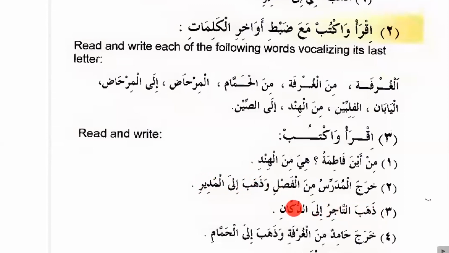ذهب التاجر إلى الدكان. The merchant or the trader went to the dukkan. What is dukkan? Ma ma'na dukkan? The shop, right? Shop. Al-dukkani, the shop. So this is harf al-jar, so kasra will come definitely. So kharaja Hamidun min al-ghurfati. Hamid went out. Kharaja, left, went out.